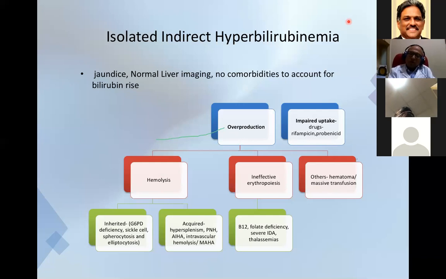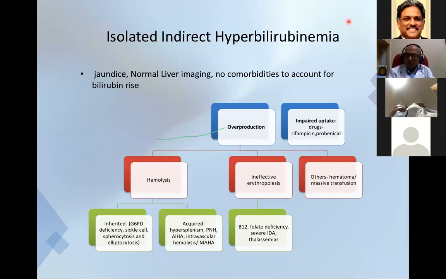So when we talk about hyperbilirubinemia, there are three categories. One, there is overproduction. Two, there is impaired uptake within the hepatocytes. And third, there may be a problem with the genes, genetic disorders, which I will explain in the next slide. So in terms of overproduction, you're looking at the breakdown of red cells in the reticuloendothelial system as the first process in formation of bilirubin.